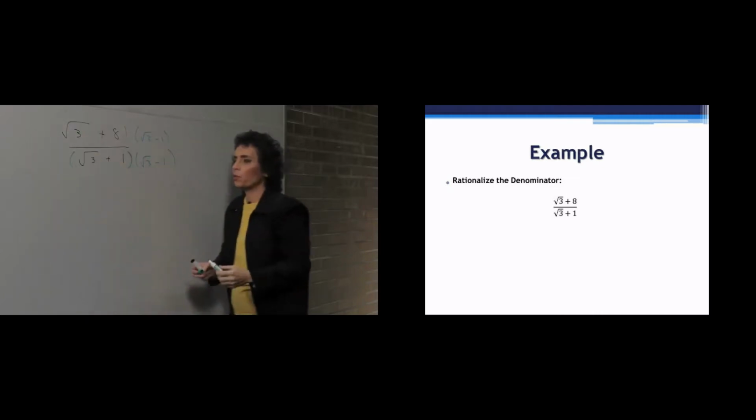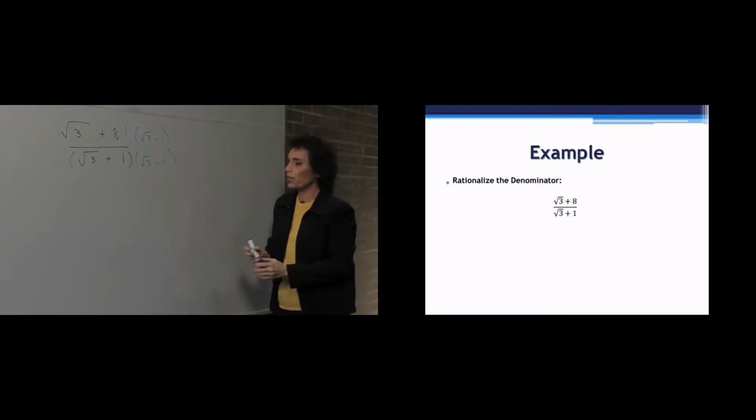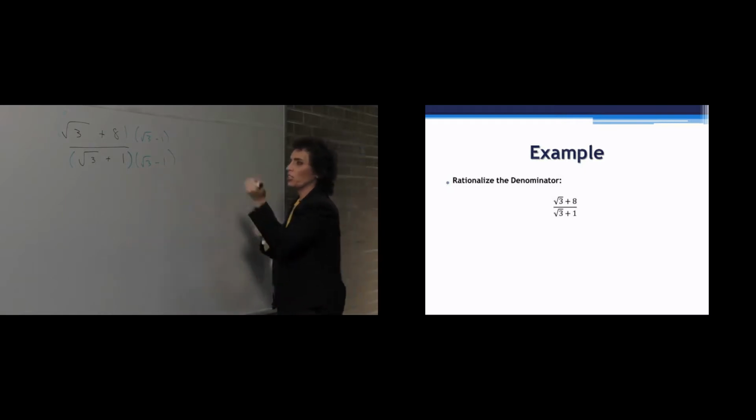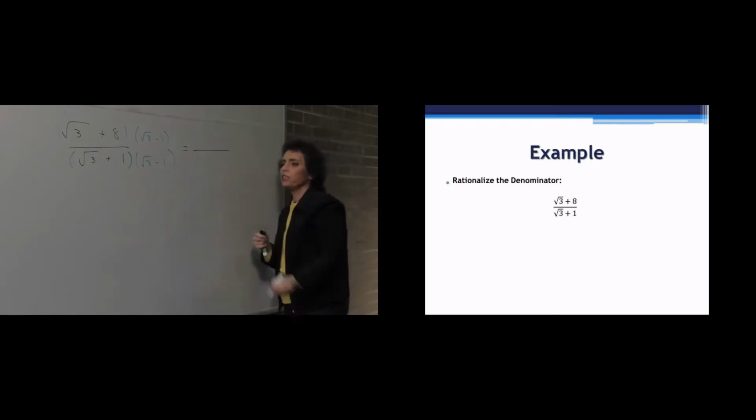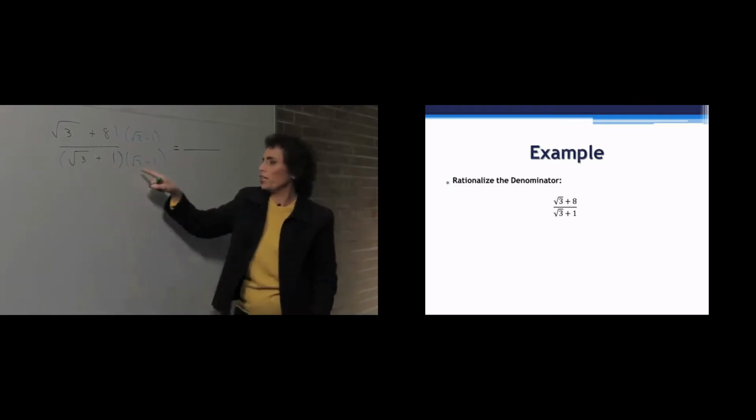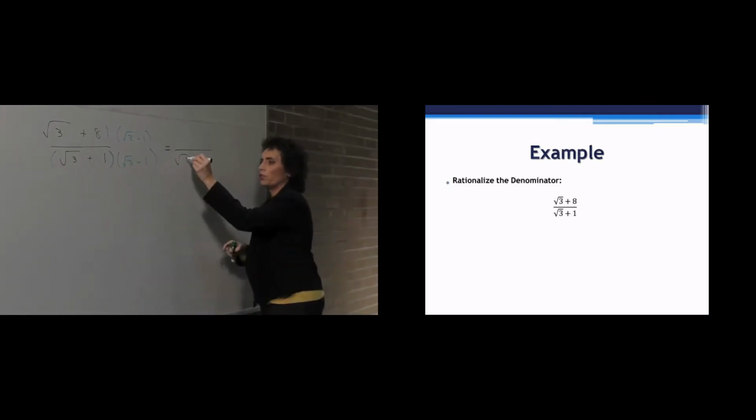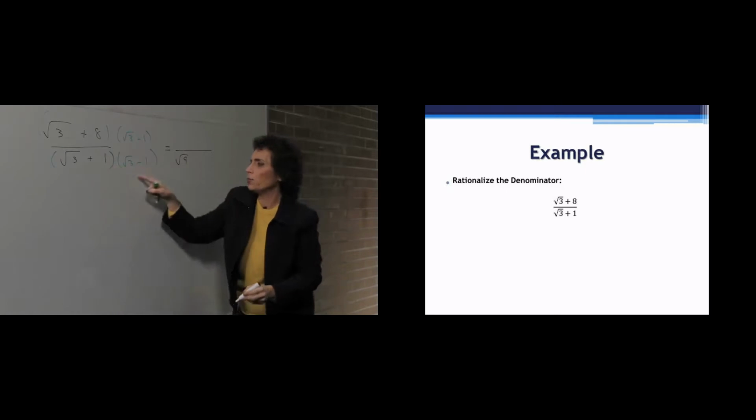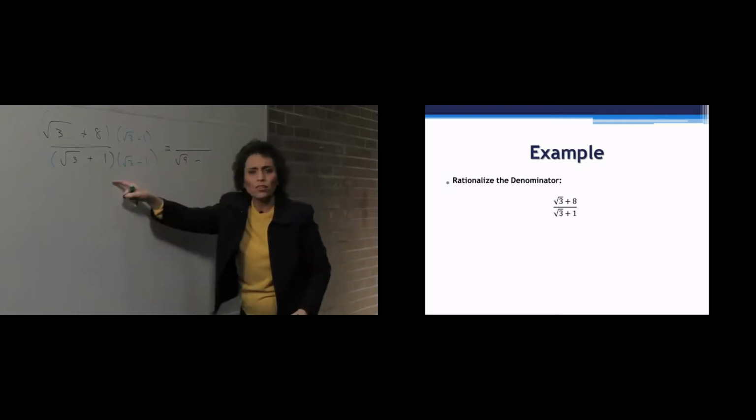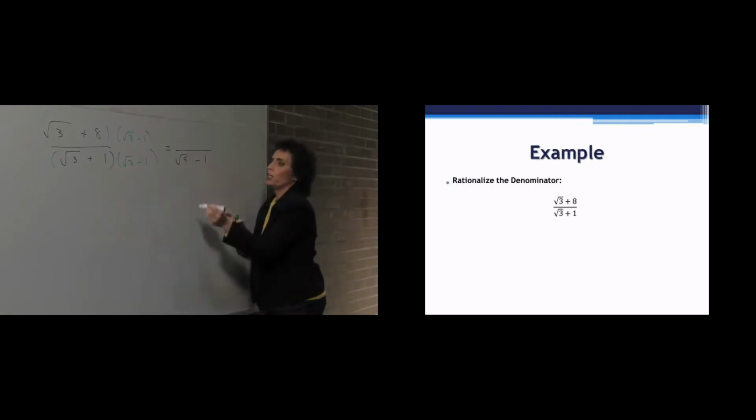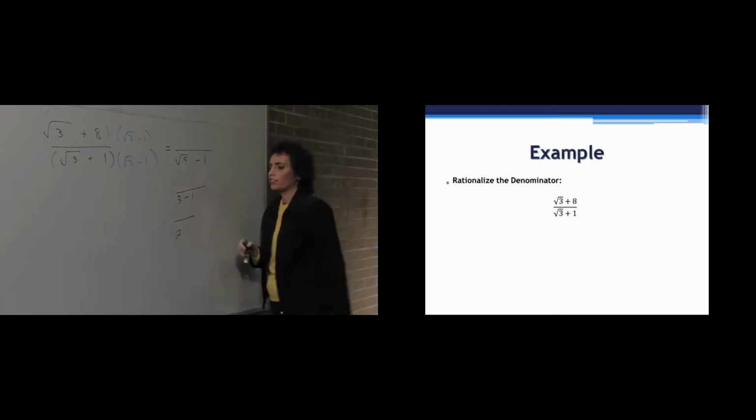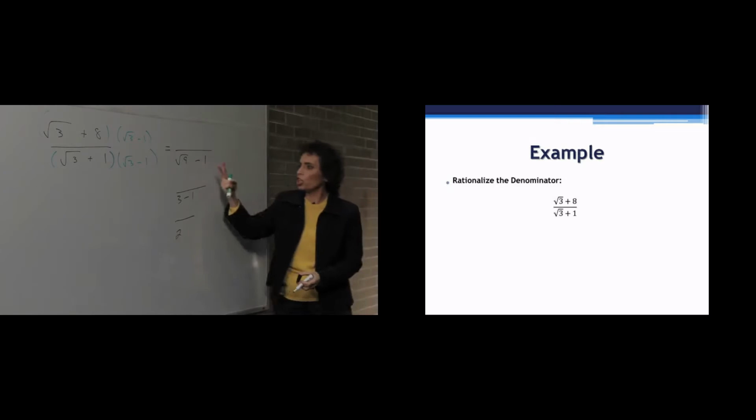The top is going to be a little bearish to do, but we can do it. I'm going to do the bottom first because it's easier. On the bottom, I'm going to FOIL. Square root of 3 times square root of 3 is the square root of 9. Positive times a negative is a negative. 1 times 1 is 1. So that's truly just 3 minus 1, or 2. That's the bottom. So the bottom is 2.